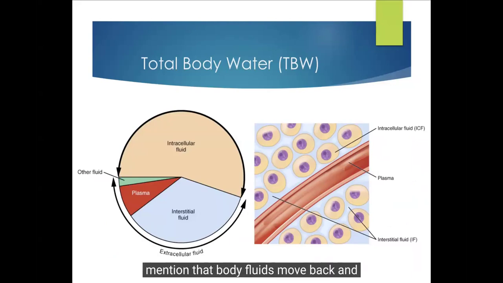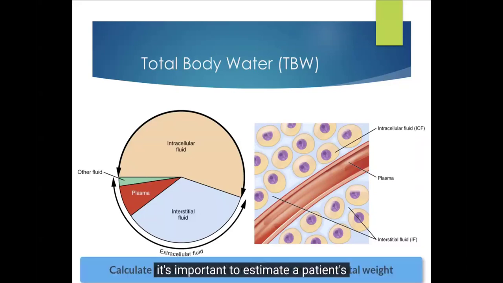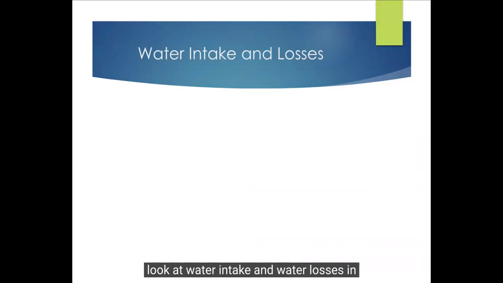It's important to mention that body fluids move back and forth freely across these compartments via semi-permeable cell membranes. Also important to mention is that increases in total body fat will decrease the relative amount of total body water, and it's important to estimate a patient's fluid needs based on lean body mass as opposed to total body weight. Now let's look at water intake and water losses in the body.